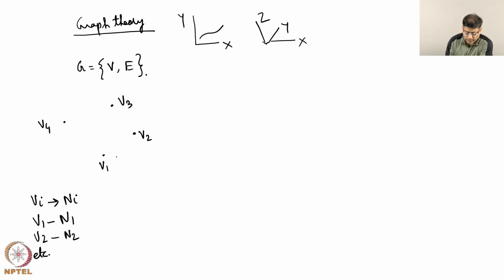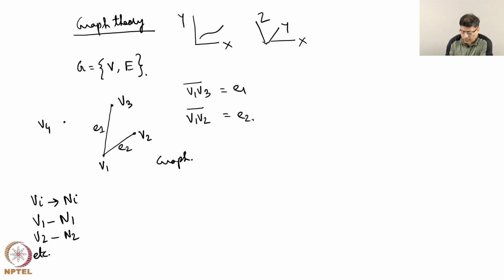Now, these vertices in the graph, some of them can be connected and maybe not all the vertices are connected. The lines that join them are called edges. So, I can write this as E1 and this as E2. V1 and V3 are joined by the E1 edge and V1 and V2 are joined by the E2 edge. In graph theory, we study the vertices or nodes and their connection.